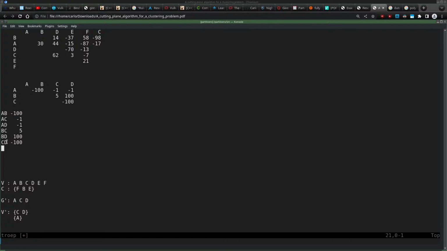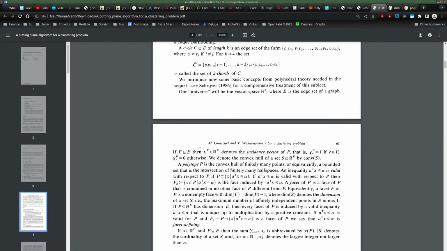So we have 6 edges, and then you can look at this as a vector. This is a 6-dimensional vector with 6 values. Okay. So the universe is the vector space R^E, R to the number of edges. If F is a subset of E, then χ^F is an element of R^E. Denote the incidence vector of F.